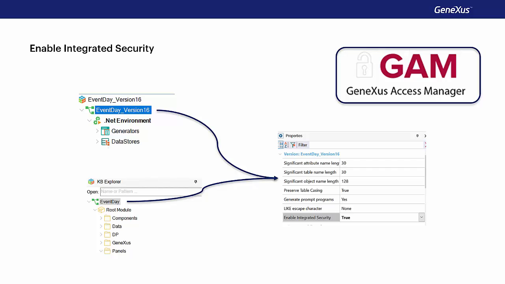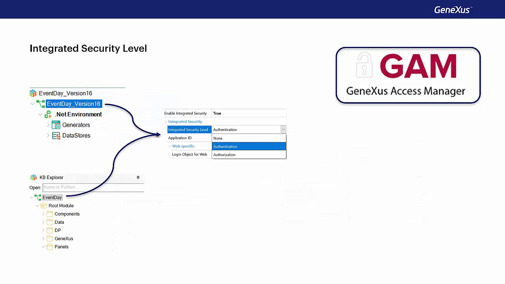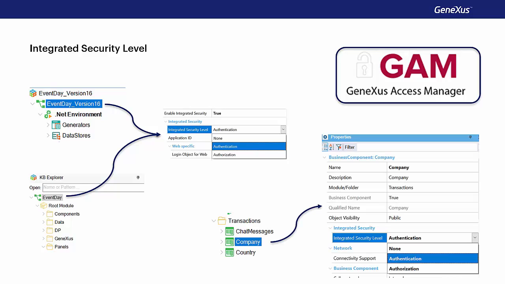In the trial version, it's in the first node of KB Explorer under the name of the KB. Once we've enabled the GAM, we'll see another property called Integrated Security Level that allows us to indicate the default value of the security of objects in the KB. This property is also at the object level, so it's possible to customize the way in which security will be implemented in that object.